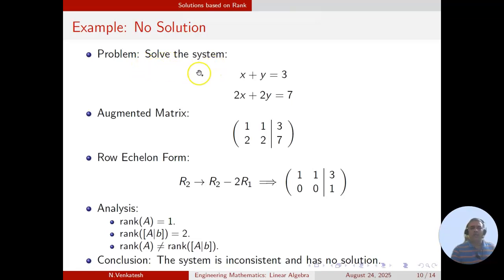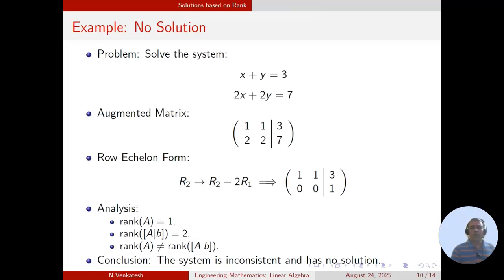And another example, we have two equations, x plus y equal to 3 and 2x plus 2y equal to 7, and we have an augmented matrix 1, 1, 3 and 2, 2, 7, and similarly convert into row echelon form, we get the rank of A as 1 and rank of the augmented matrix as 2, which is not equal. That means the system is inconsistent, because we are applying the same transformations on these coefficients as well as the right hand side, and one of them is 0 and the other is not 0, meaning the system is not consistent and has no solution.